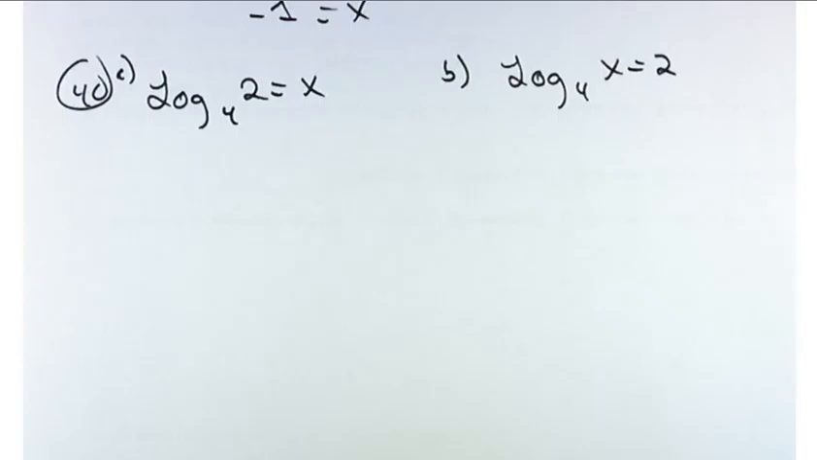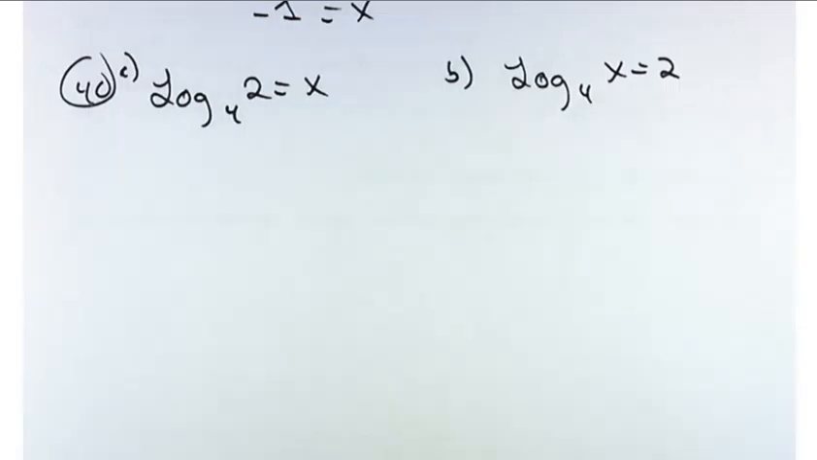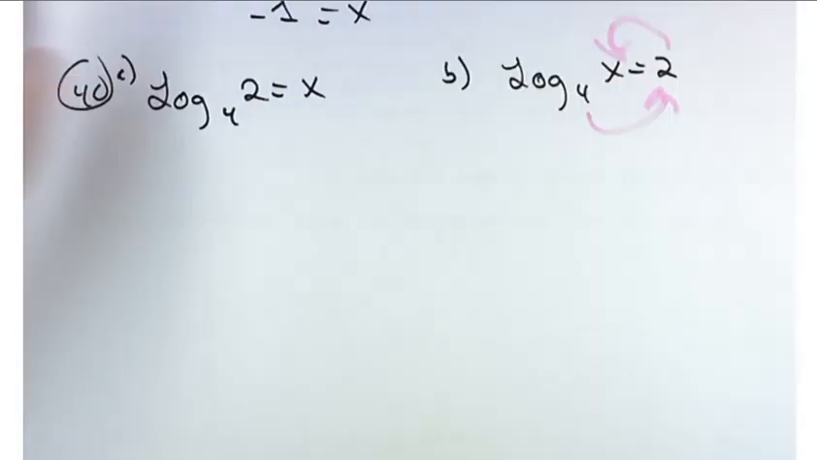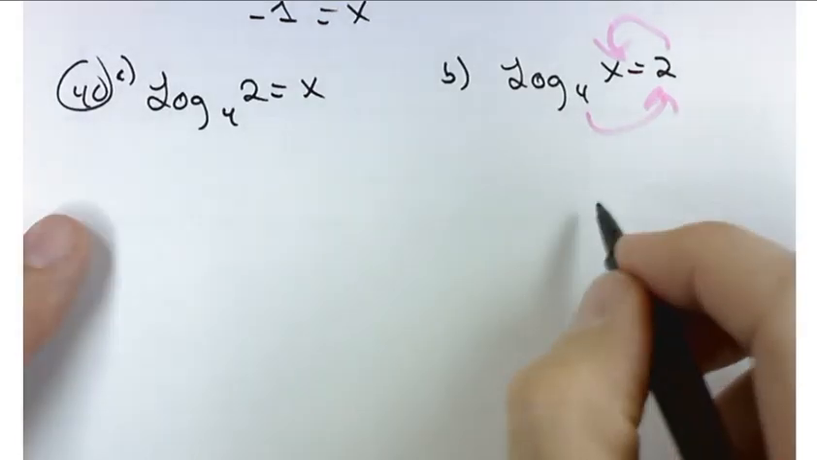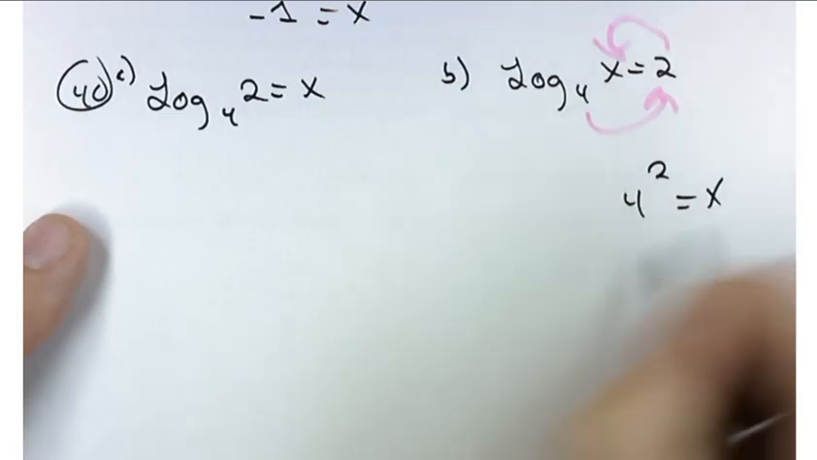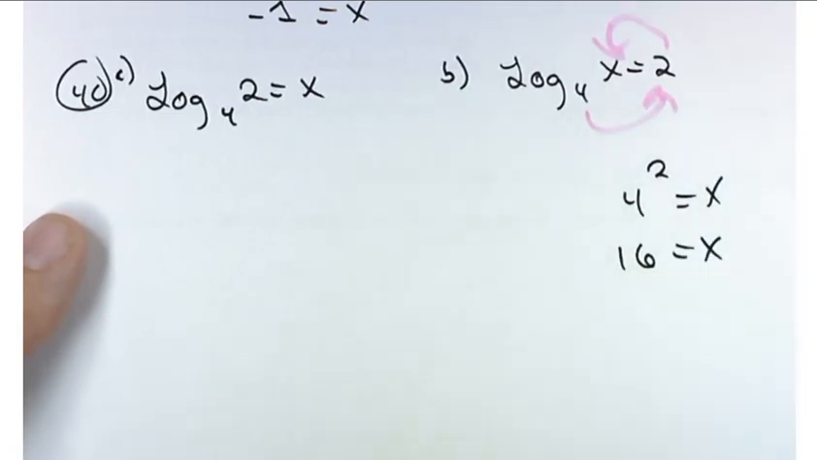Let's start with the second of these. Part B. Suggestions. What can I do to help solve part B? Exponential form. Absolutely. So if I put it in exponential form, Katie, what would I get? Good. So I get 4 to the 2nd power is x. Basically, x is 16. Perfect.